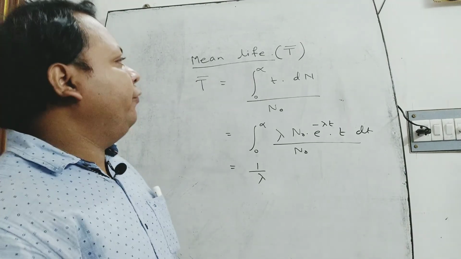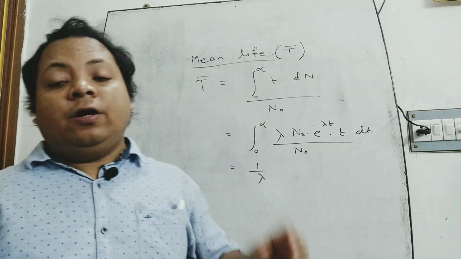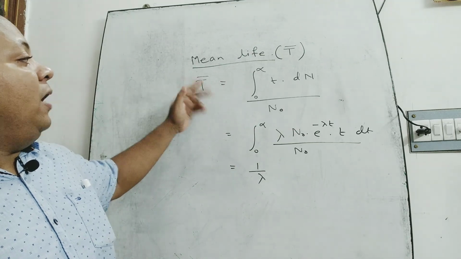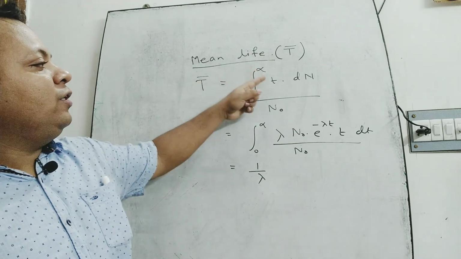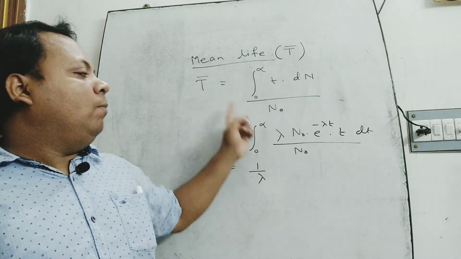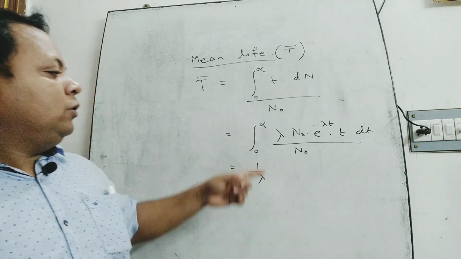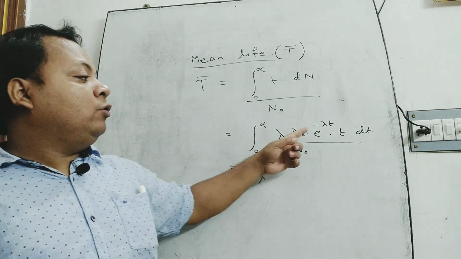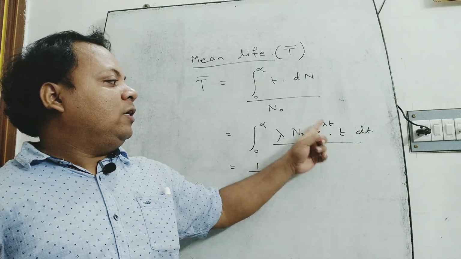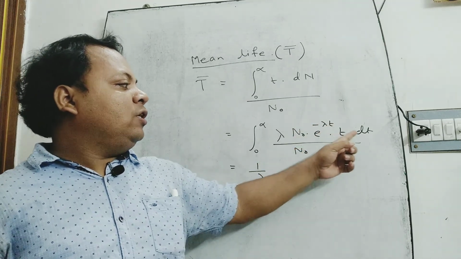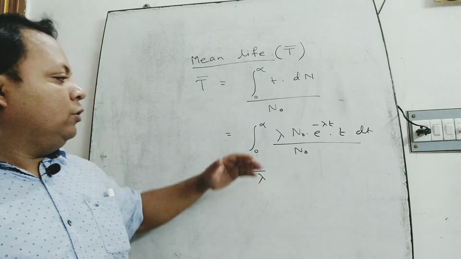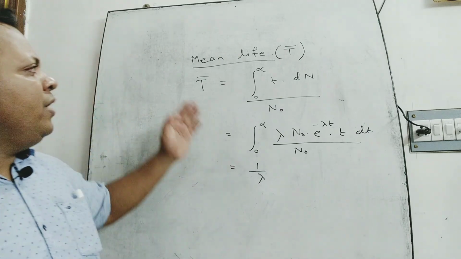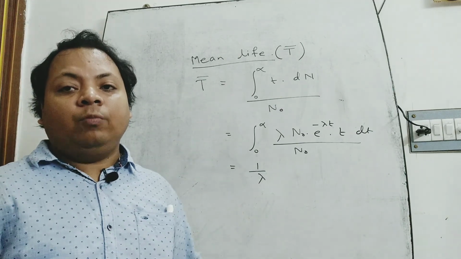Now, mean life or average life of the radioactive nucleus, that is T bar, is equal to integration 0 to infinity small t into dN, whole divided by N0. This is equal to integration 0 to infinity lambda N0 e to the power minus lambda t into dt by N0. This integration gives 1 by lambda. Therefore, mean life is the reciprocal of the decay constant.